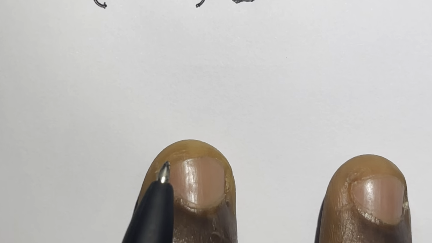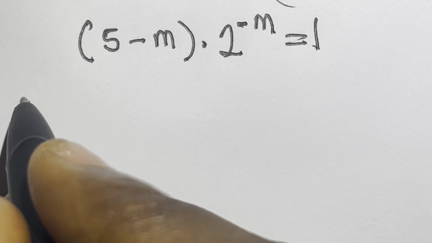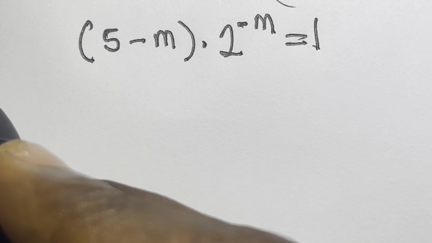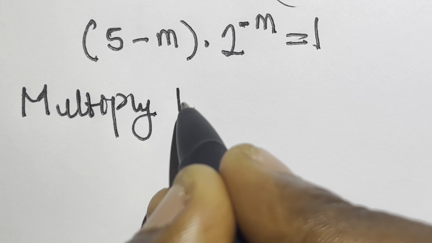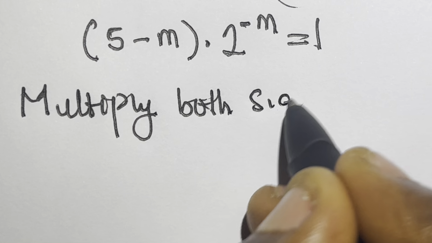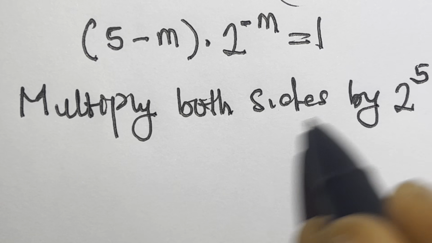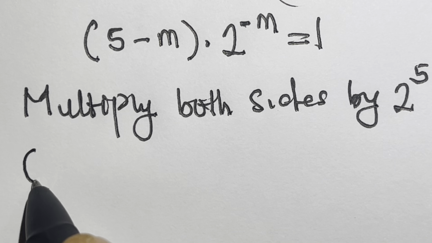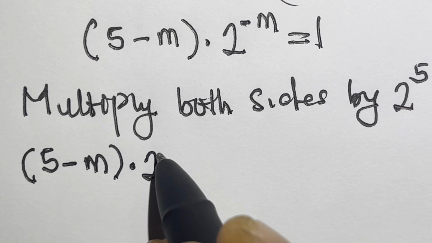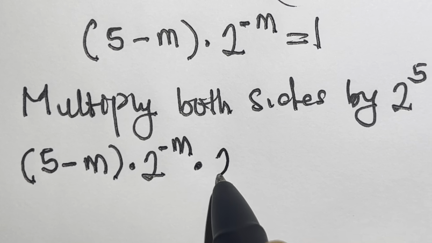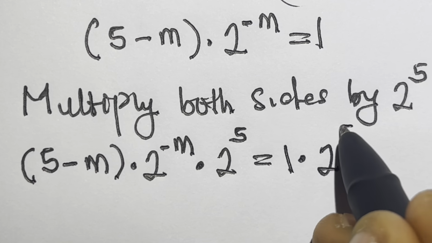From here, we can move further by multiplying both sides by 2 raised to power 5. If we do, we are going to have 5 minus m times 2 raised to power minus m times 2 raised to power 5 equals 1 times 2 raised to power 5.